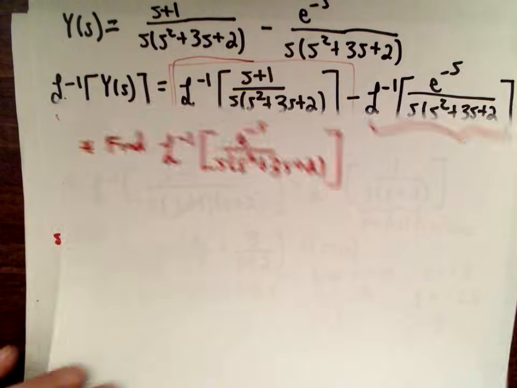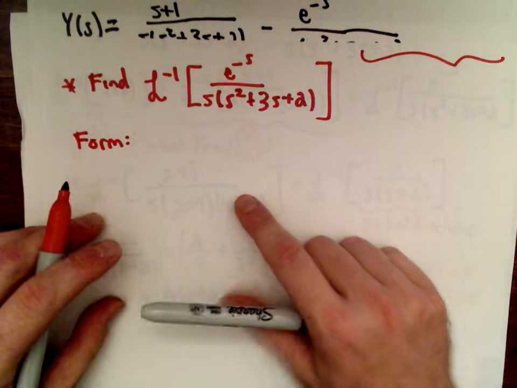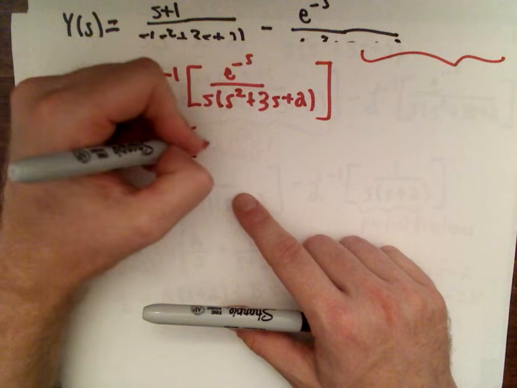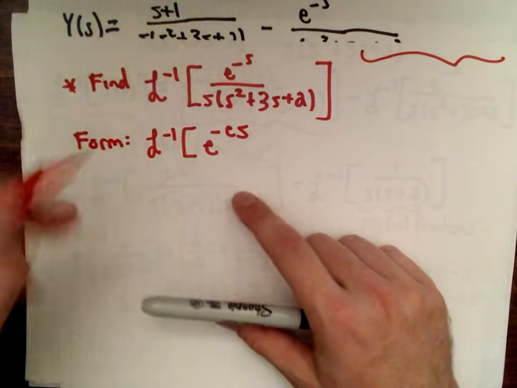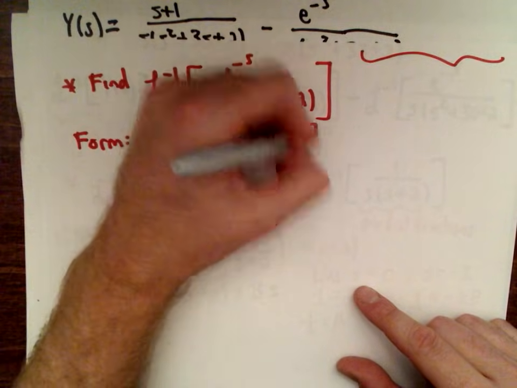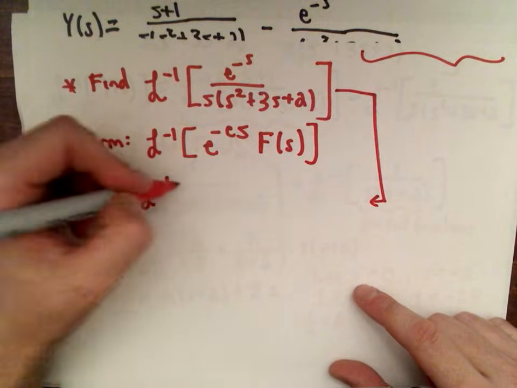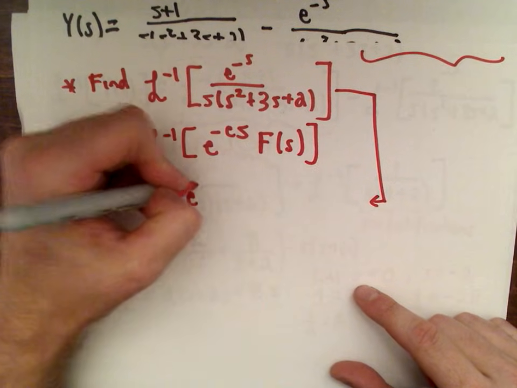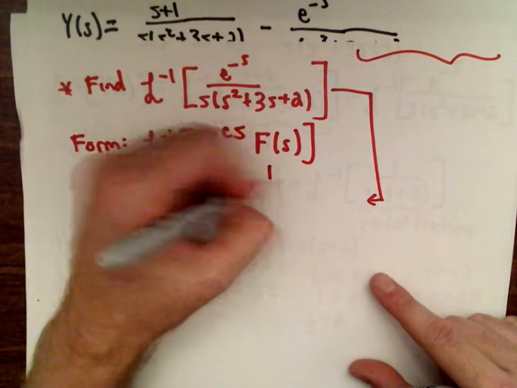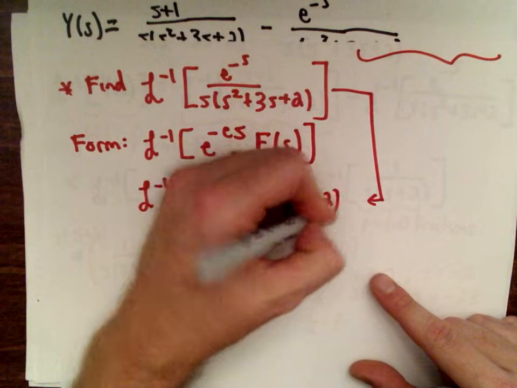The thing to notice in this case is that this is of the form... we're trying to find an inverse Laplace transform. We've got e, we could write this as e to the negative cs multiplied by some function f of s. So in this case, we've got our c value is negative 1. Our function f of s is going to be 1 over s multiplied by s squared plus 3s plus 2.